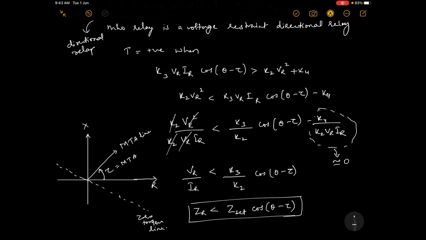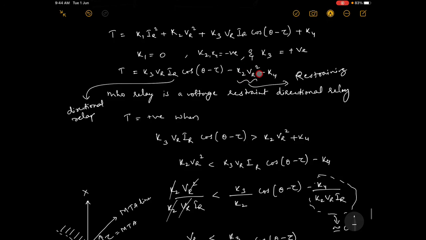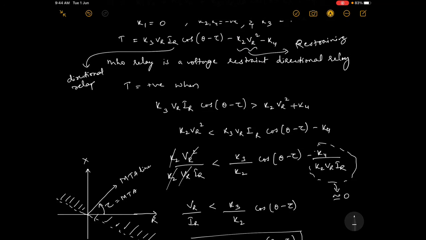So it is directional now. Only this side it will operate, the other side it will not operate. So it is a directional relay, and this is what you have learnt in directional relay. But now due to this negative term, this is negligible. Due to this negative term, you are limiting it to a certain area, and that area is given by a circle.